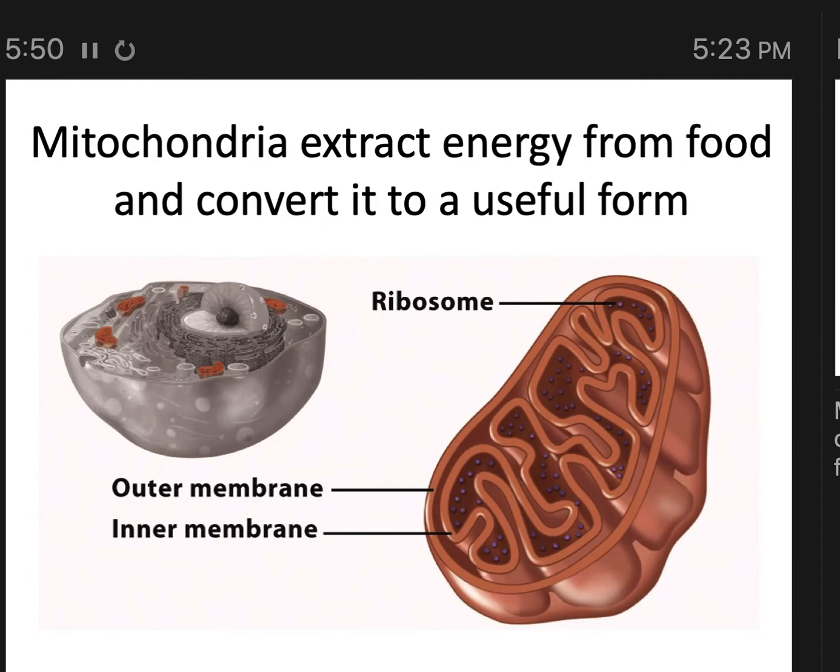Now remember, the rest of the cell can only use ATP. So when ATP production stops, it doesn't matter how much sugar is there, the cell has no access to any of its energy in the environment anymore, right? So it really needs this energy conversion center called the mitochondria. The mitochondria have two membranes. The outer membrane is just a simple membrane. The inner membrane has these invaginations and this waviness to increase surface area.